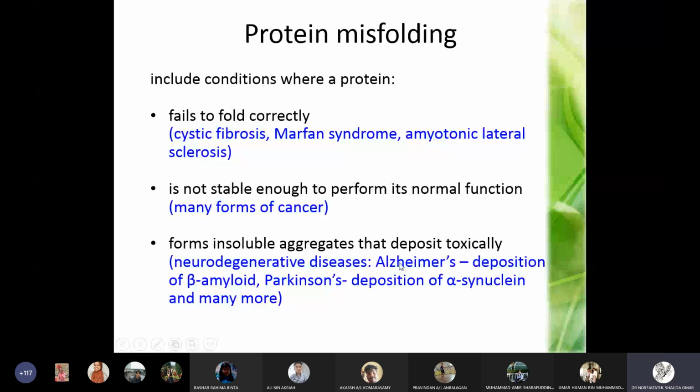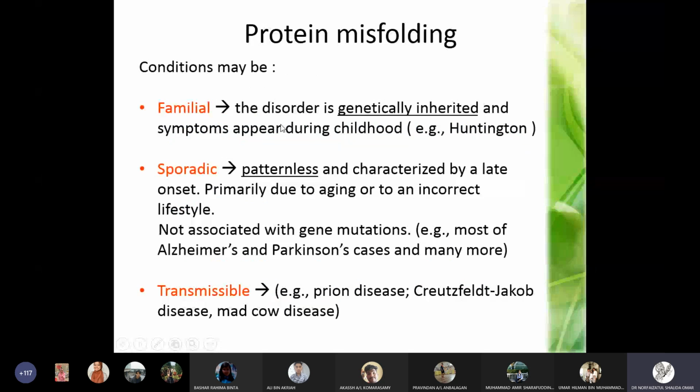Okay. So what caused this protein misfolding? Some that we know are genetically inherited. So for example, Huntington's, and others are sporadic. By sporadic, meaning that it is due to aging or incorrect lifestyle. Like for example, Alzheimer's and Parkinson's. Some are associated with genes, but mostly it's not associated with genes. It's more towards aging and incorrect lifestyle.